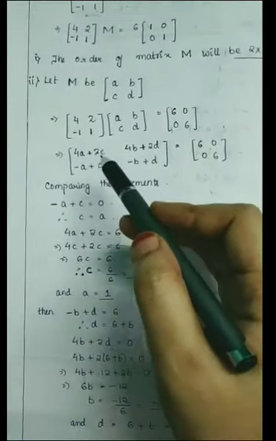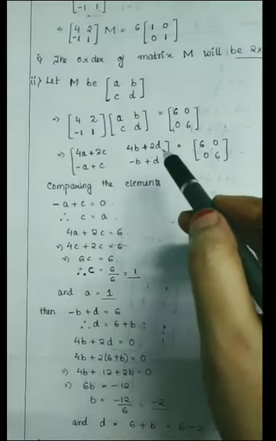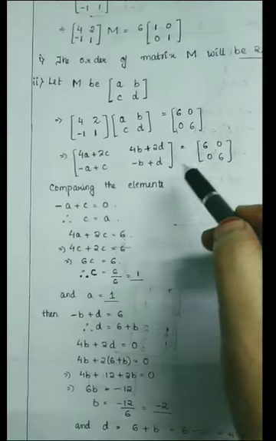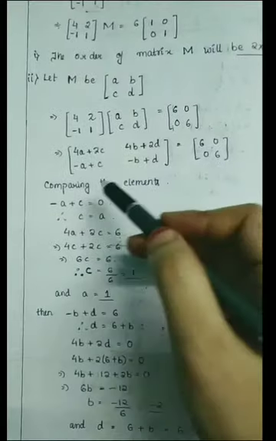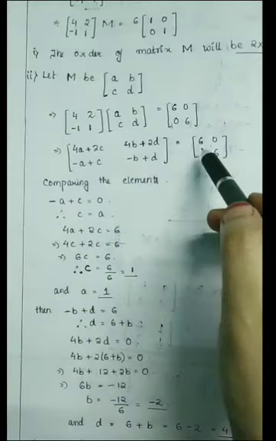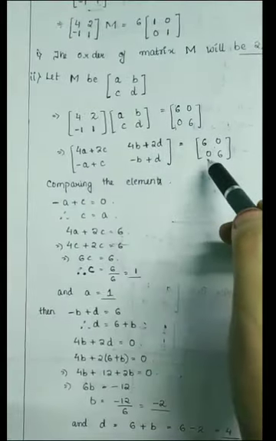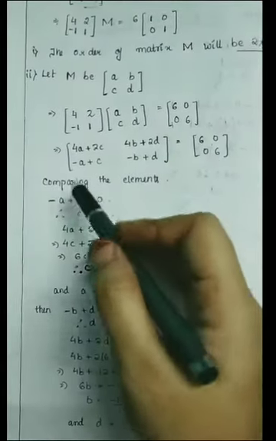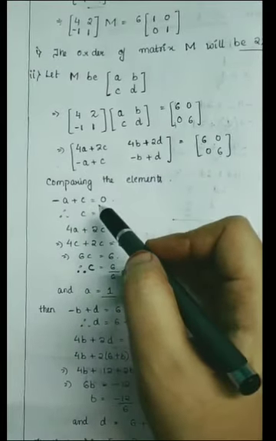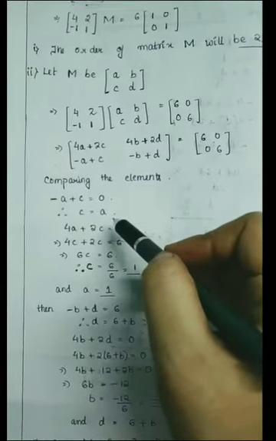Now after solving it out we have got 4a plus 2c, 4b plus 2d, minus a plus c, minus b plus d, equal to 6, 0, 0, 6. Now we'll compare the elements. So 4a plus 2c is equal to 6 and minus a plus c is equal to 0. So from here, minus a plus c is equal to 0, we can get the value of c is equal to a.